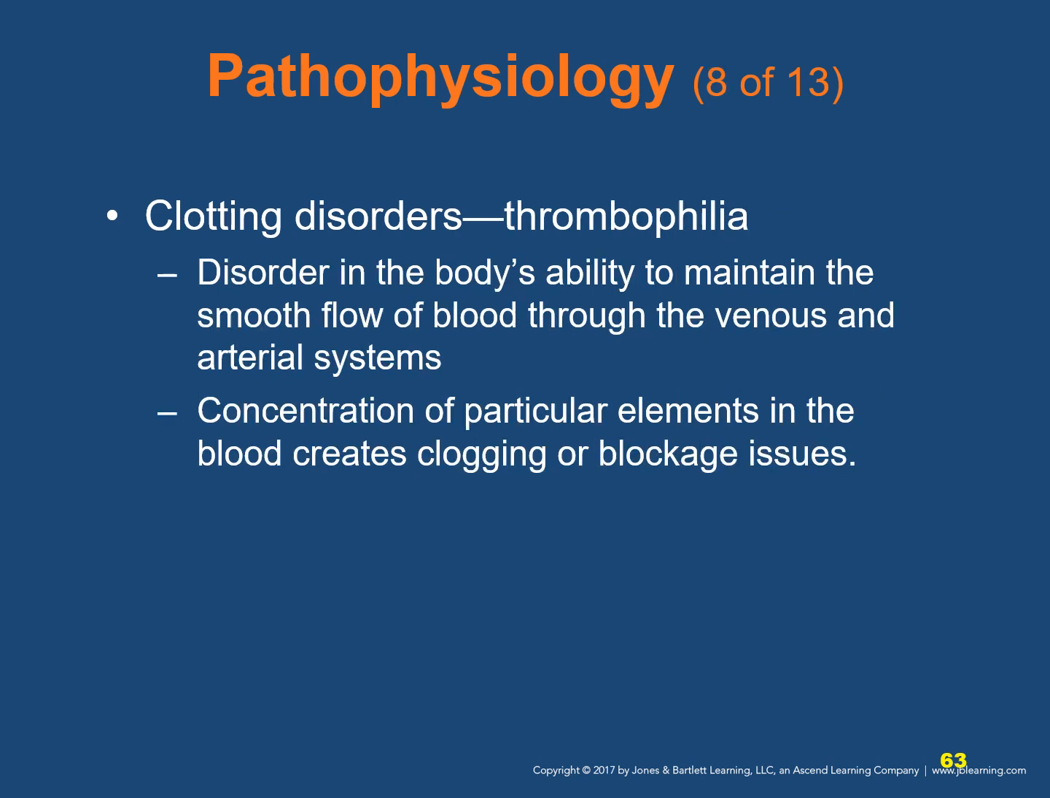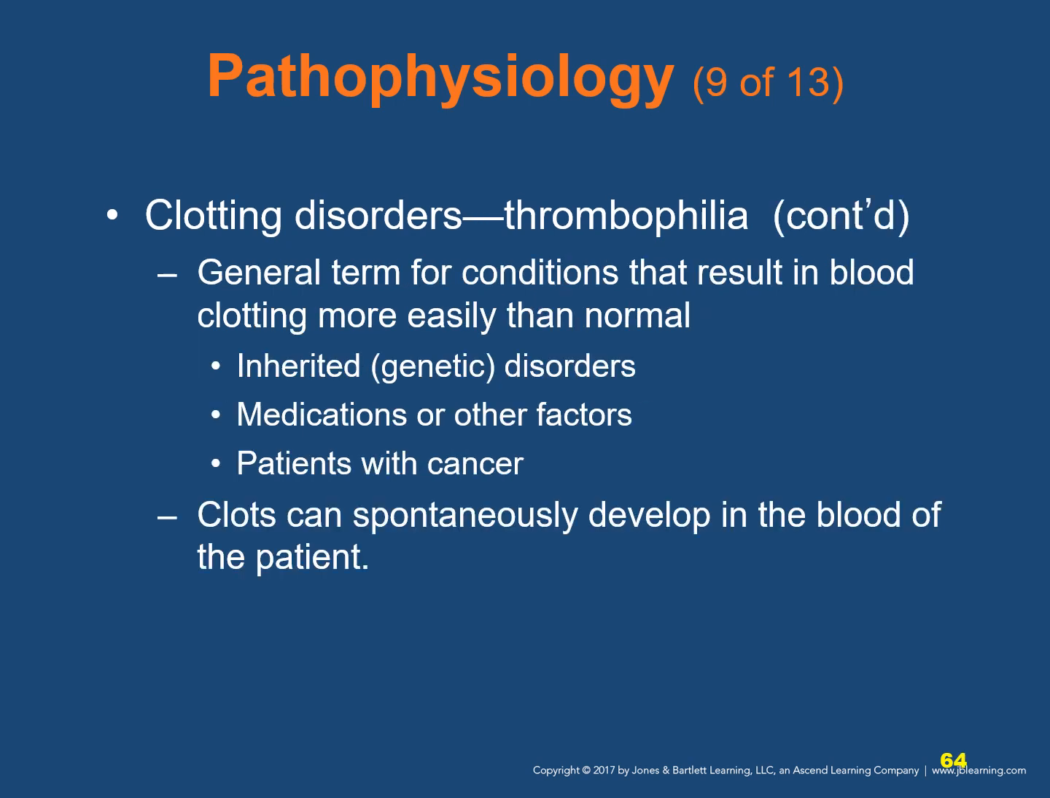Another clotting disorder that can occur is thrombophilia. This is a disorder in the body's ability to maintain the smooth flow of blood through the venous and arterial systems. The concentration of particular elements in the blood creates clogging or blocking issues. Thrombophilia is a general term for many different conditions that result in the blood clotting more easily than normal. It's an inherited or genetic disorder, it can require medication or other factors, and it can occur in patients with cancer. Clots can spontaneously develop in the blood of the patient.